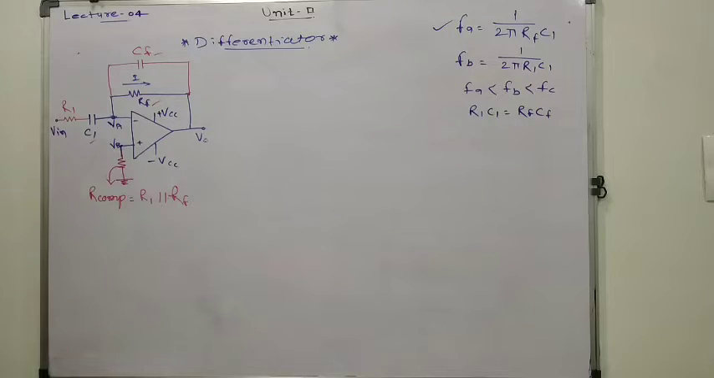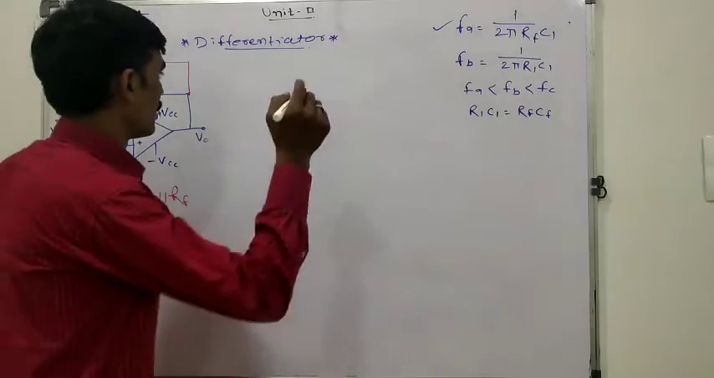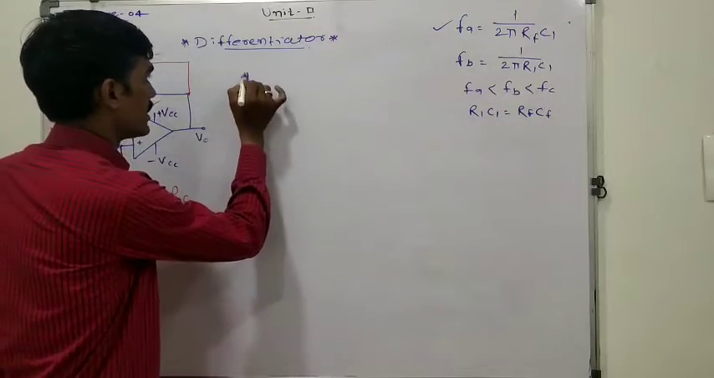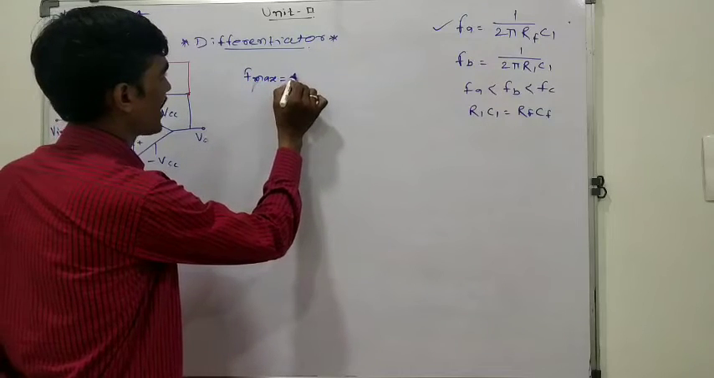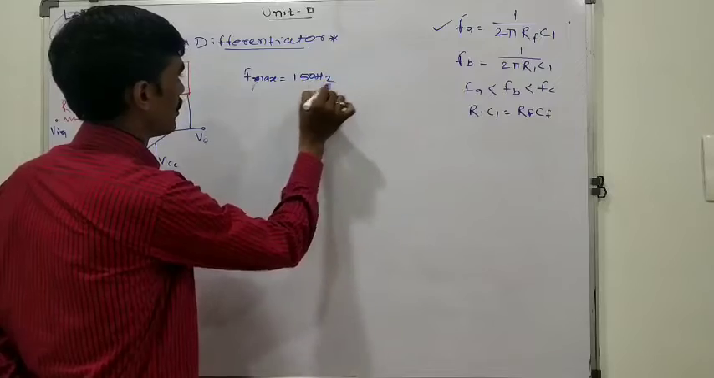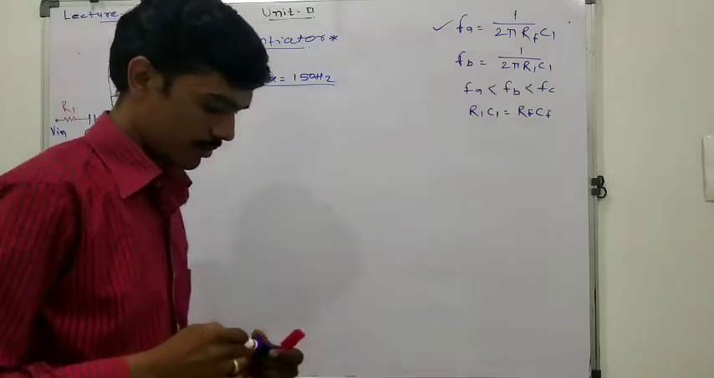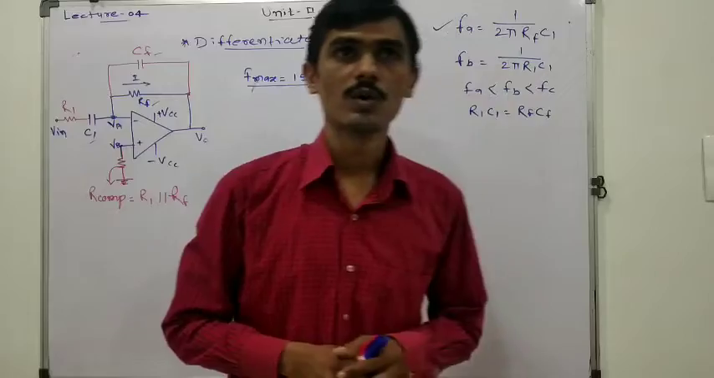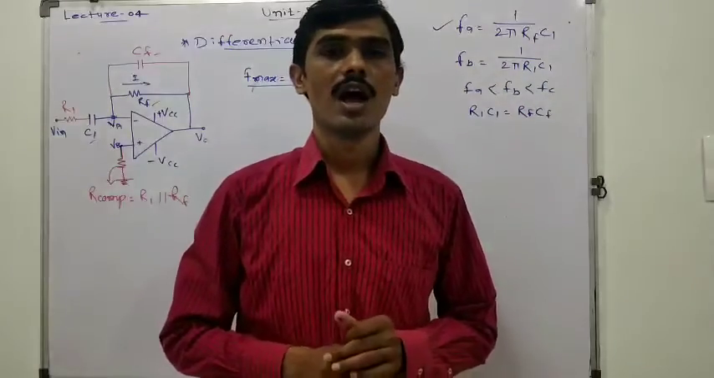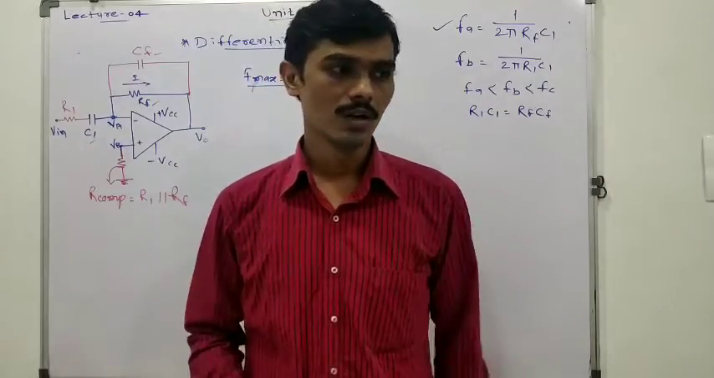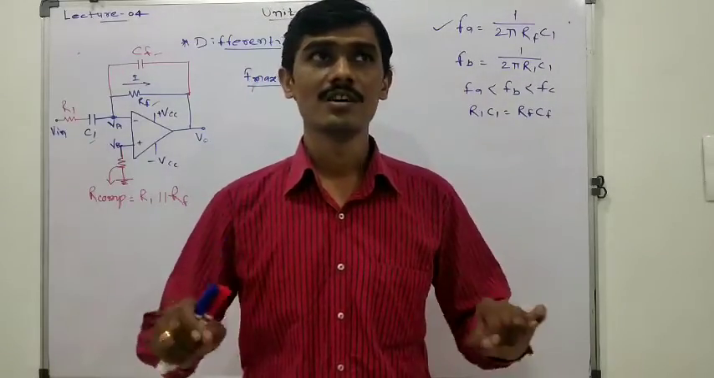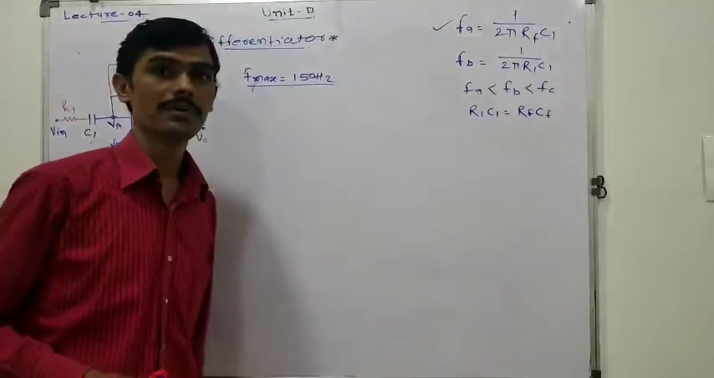design a practical differentiator circuit that will differentiate an input signal of f max equal to 150 Hz. We have to design a practical differentiator circuit where f max is given as 150 Hz. So what is the problem statement? We have to design a practical differentiator having a maximum frequency of f max equal to 150 Hz. Ultimately we have to design a differentiator for a maximum frequency of 150 Hz.